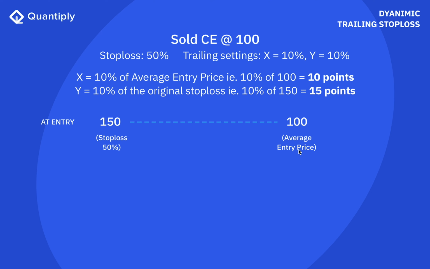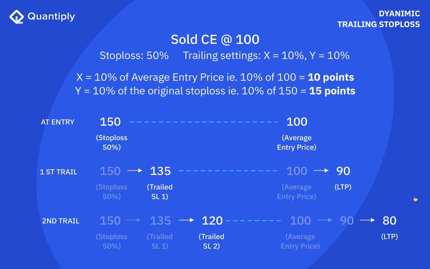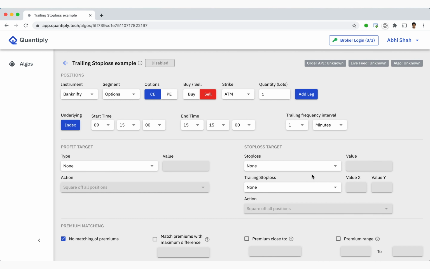So, if the trade were to move 10 points in profit, then the stop loss would be trailed by 15 points. So, if the price were to go to 90, then our stop loss would get revised by 15 points, which is Y, making the stop loss 135. And if the price went down again to 80, our stop loss would get revised by another 15 points, making the stop loss 120.